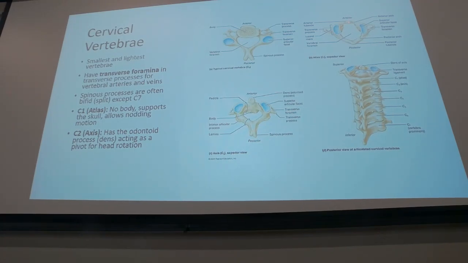And then this part of the atlas is the anterior arch. It is shorter, or less long, than this posterior arch. And then you have this anterior tubercle, posterior tubercle. In the case of the axis, yes, you have a body. The body faces inferiorly and the dens faces superiorly.